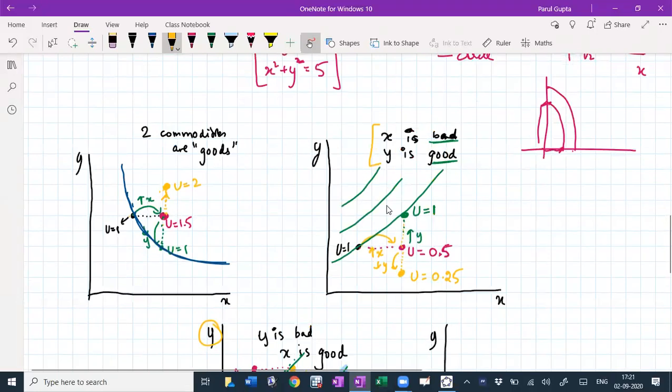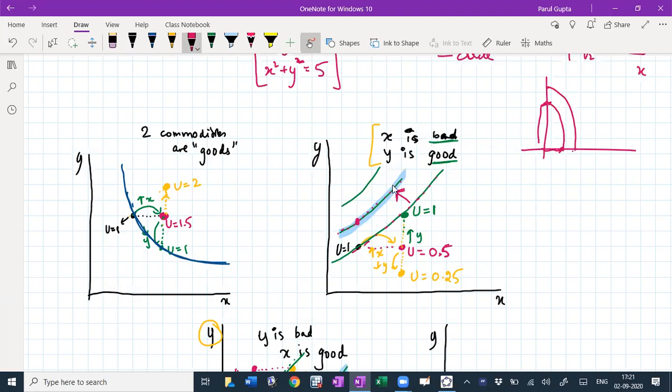In this case, it's the opposite, because now again, if you compare the blue curve and the green one, let's take 2 points on this. Compared to the red point, the black point has the same level of x, but red has more y. Y is a good, x is a bad. So this point has more of the good commodity, which means between these two, I'm going to prefer the red point, which means all the points on this indifference curve are better than any point on this indifference curve, which means my utility is increasing in this direction.